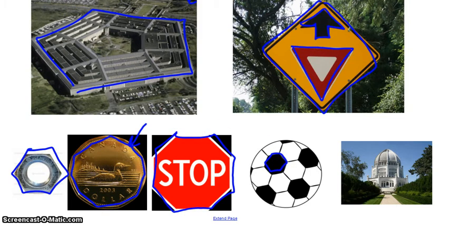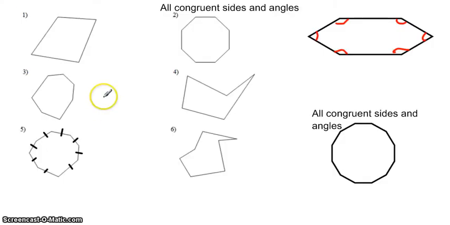So polygons everywhere. What I want you to do is pause the video here and try and label all of these figures, 1 through 6, and these 2 as well. What would we call them? Be as specific as possible. Use the words pentagon, heptagon, hexagon, but also words like regular, equilateral, concave, convex. Okay? Try and think of as many names for these as you can. Pause the video now.